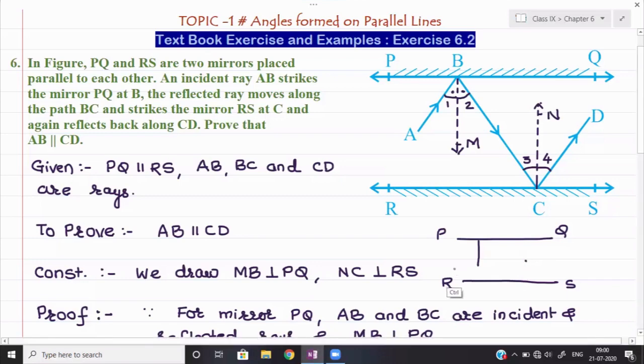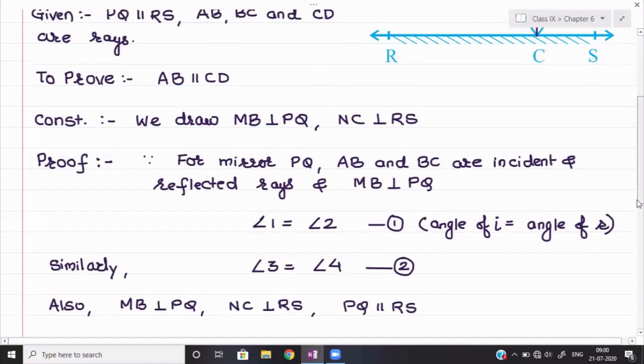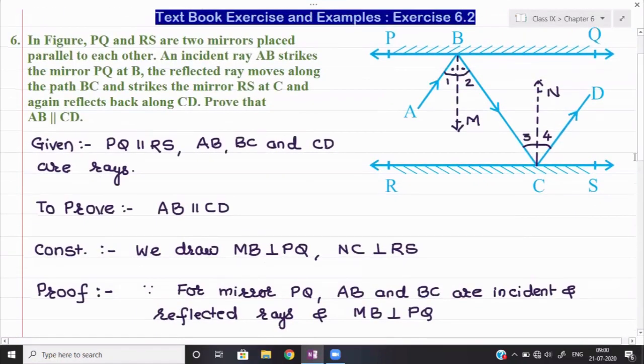We'll do one thing: we will cancel the lines PQ and RS, because this will create confusion. So better we draw only the lines MB and NC like this. Observe. Now I think you will be able to observe very carefully.